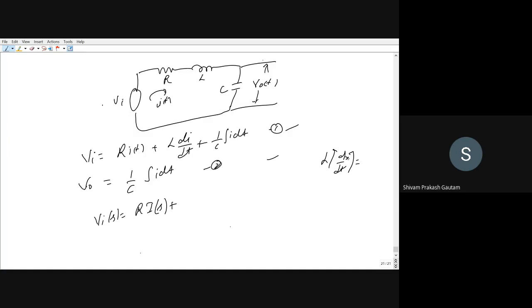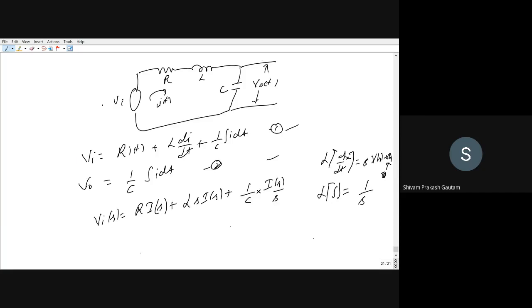Suppose I want to calculate the Laplace transform of dx/dt, this we have already seen. This will be equal to sX(s) minus x0. But x0 is the initial condition, and we are assuming that initial conditions are 0. So this will be equal to L s I(s) plus, what is the Laplace transform of integration? This we have also already seen, that is 1/s, considering initial condition to be 0. So this will be I(s) upon s.